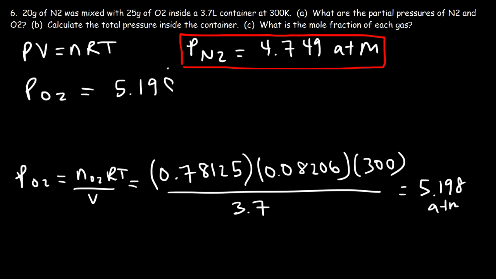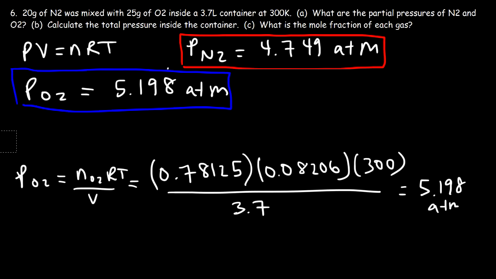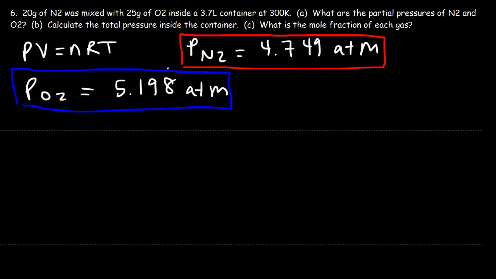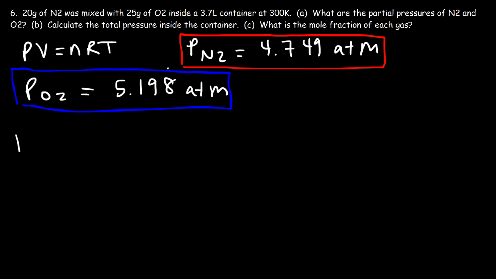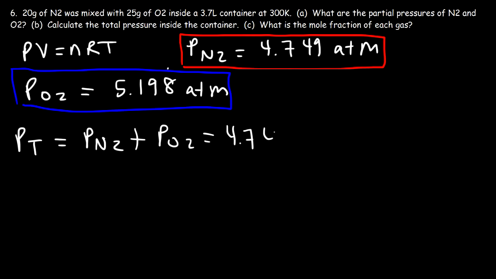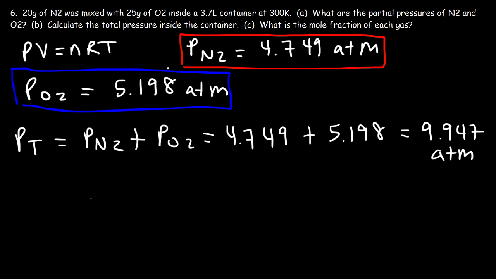So now we can move on to part B. Calculate the total pressure inside of the container. Now there's only 2 gases in this problem. So therefore the total pressure is simply the sum of those 2 partial pressures. So all we got to do is add up 4.749 plus 5.198. So the total pressure is 9.947 atm. So that's the answer to part B.